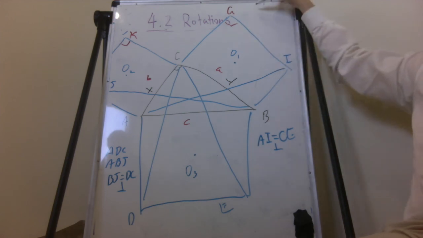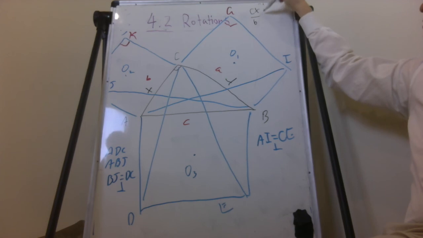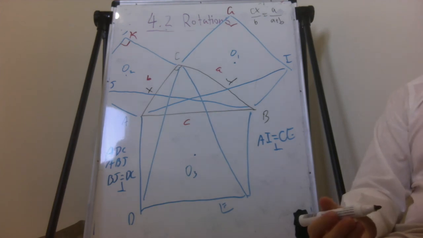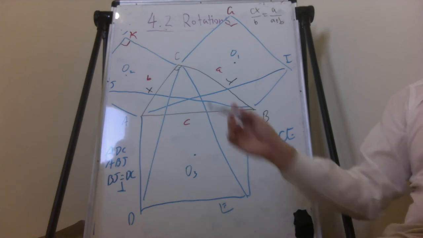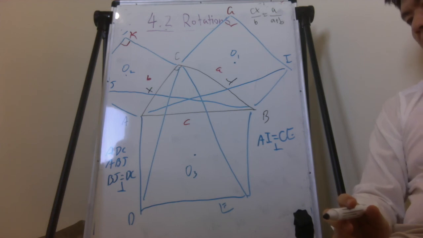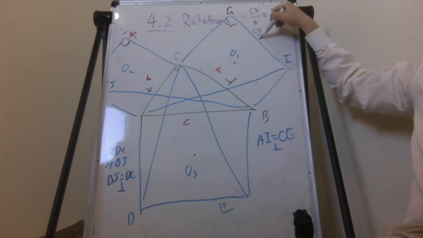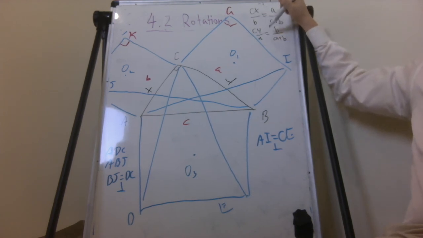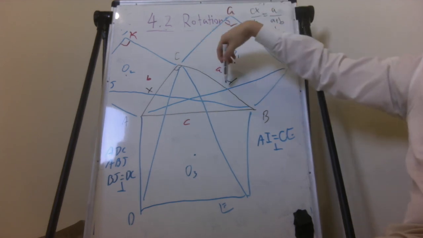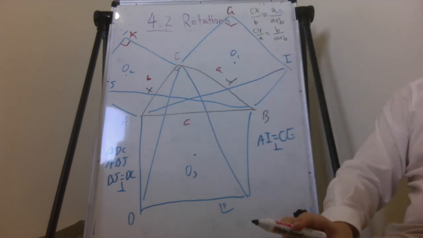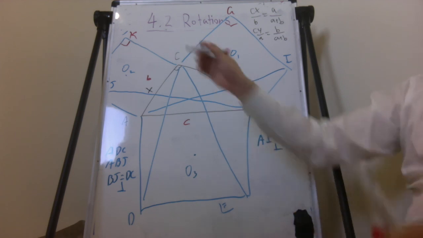Maybe let's just jump straight to the chase. So CX on B is equal to A on A plus B. It's because this is A and that's A plus B, right? Okay. CY on A equals B on A plus B. Yeah, we don't need to read the working out. CY is this length on A, right? Is equal to B on B plus A. So this is A and this is B.